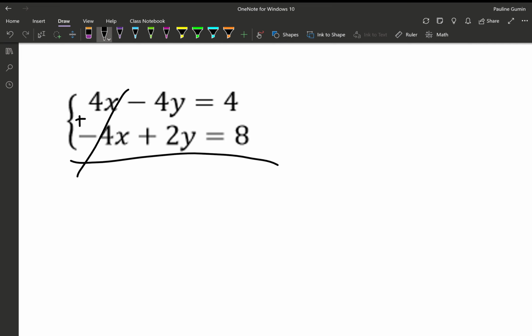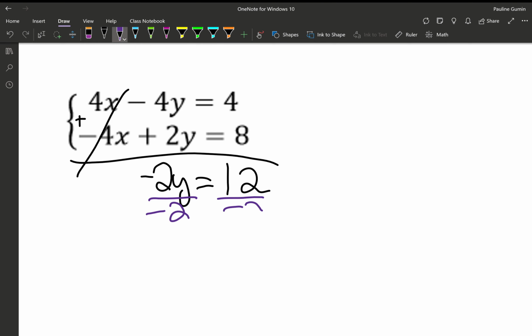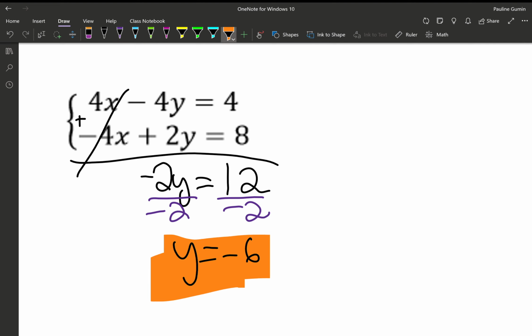Beautiful. Negative 4y plus 2y is negative 2y. 4 plus 8 is 12. Let's finish by dividing each side by negative 2. Y equals negative 6. Okay.